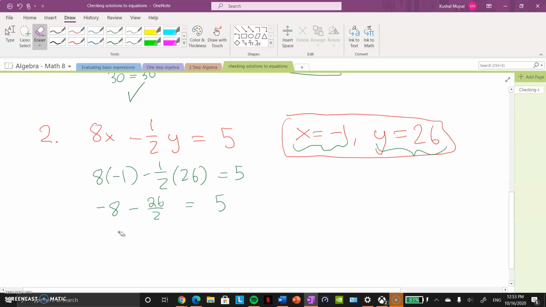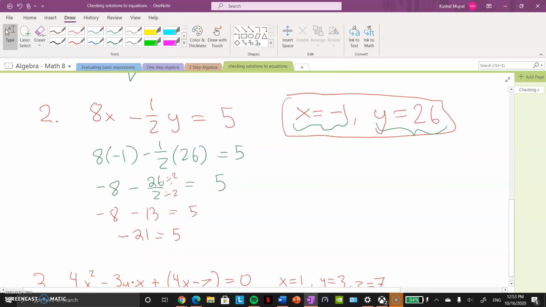And so, minus 8 minus 26 over 2 simplifies to 13 equals 5. So, minus 21 equals 5. Now, is this correct? No, it's not, right? So you put a big X and you say, not correct.